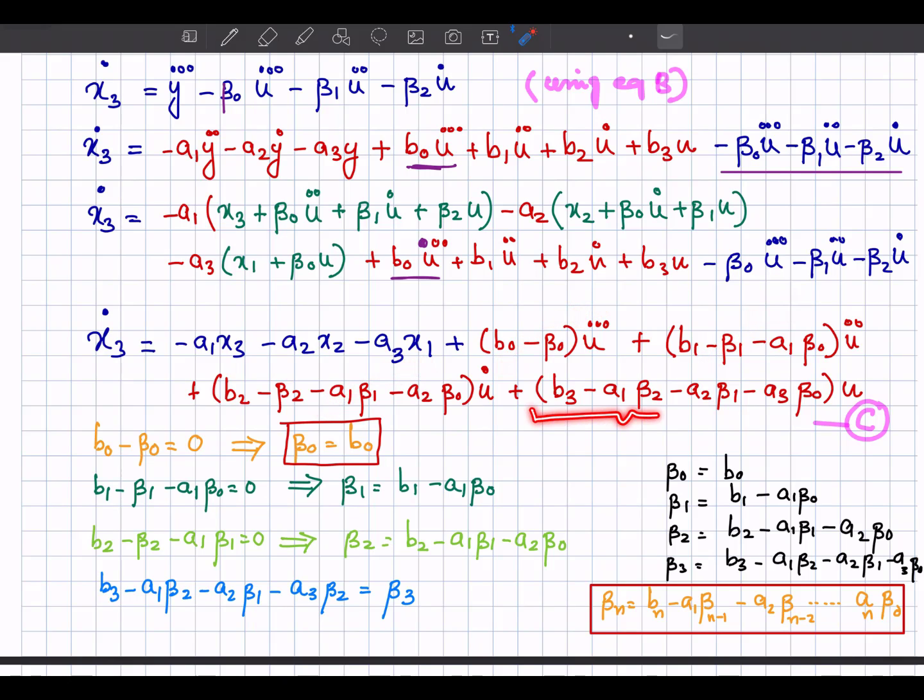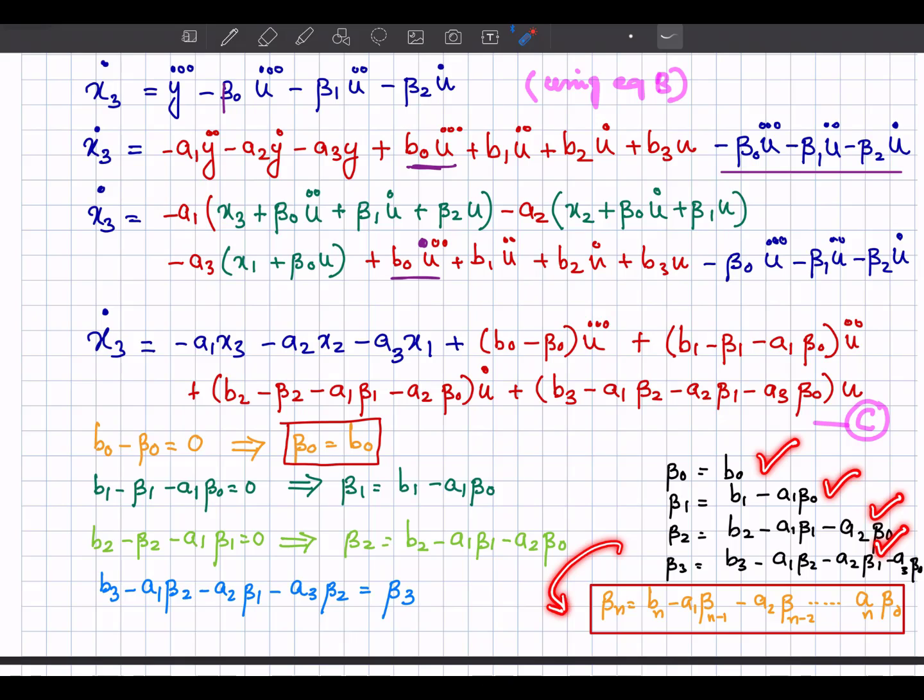So the only term that will be left is the non-derivative term of the input u. Let's suppose that this is equal to beta 3. So b3 minus a1 beta 2 minus a2 beta 1 minus a3 beta naught is equal to beta 3. So the betas are defined like that: beta naught is equal to b naught, beta 1 is equal to b1 minus a1 beta naught, and this is the equation for beta 2, and this is the equation for beta 3.